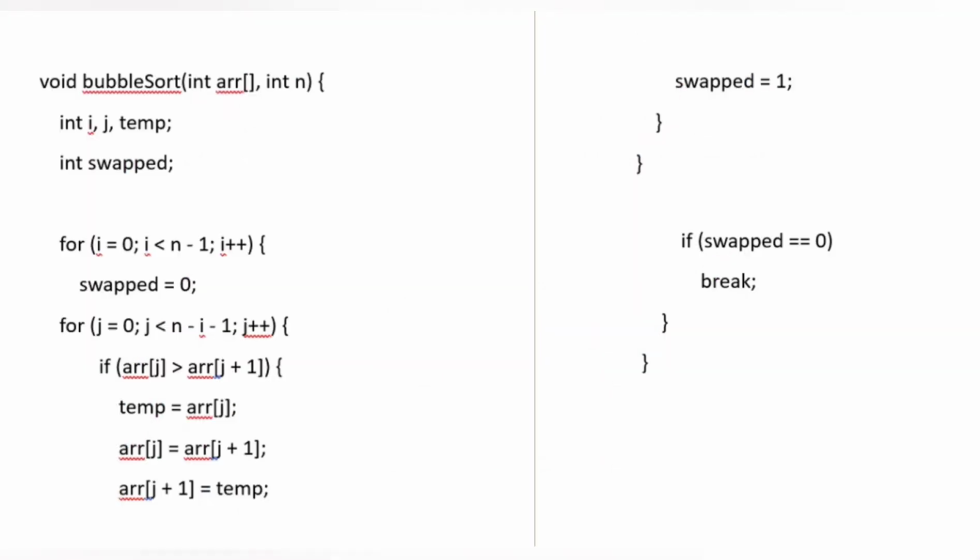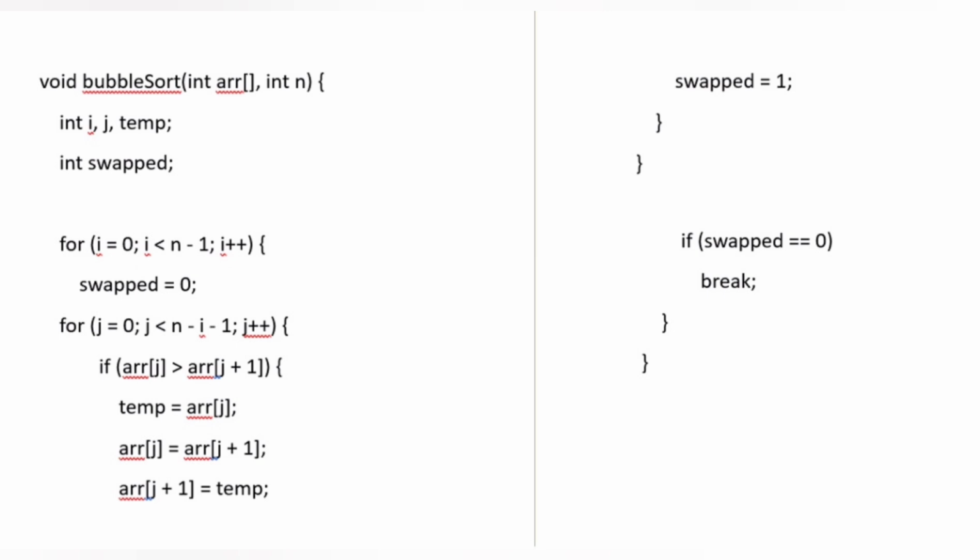Let's have a look at the code snippet of our bubble sort algorithm. Here we define a function named bubble sort which takes an array and its size as input. Here we are declaring integer variables i and j for our loops and a temp variable to swap the elements when needed. Here we have initialized swapped, which is a flag variable which helps us optimize the algorithm if no swap occurs during a full pass, which helps us stop the sorting early because the array is already sorted.